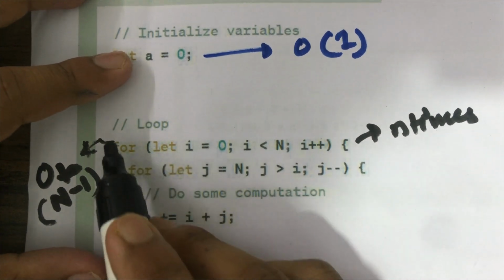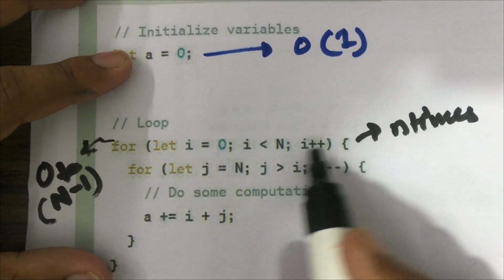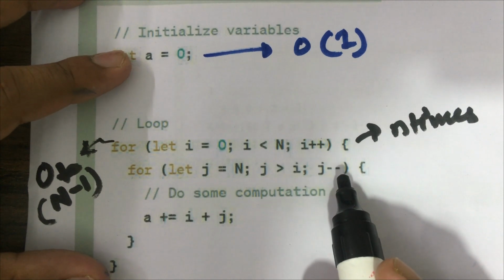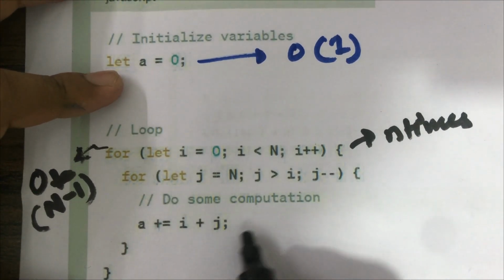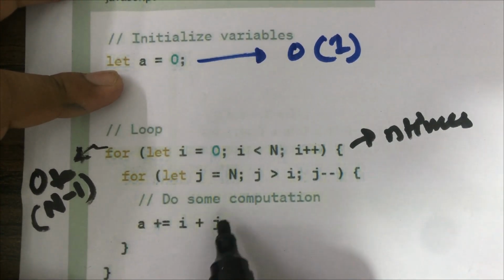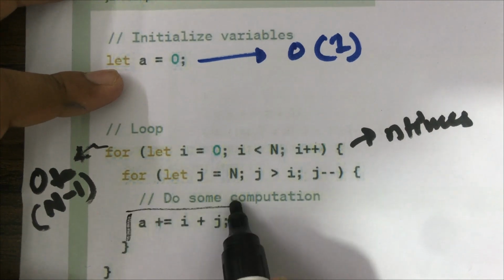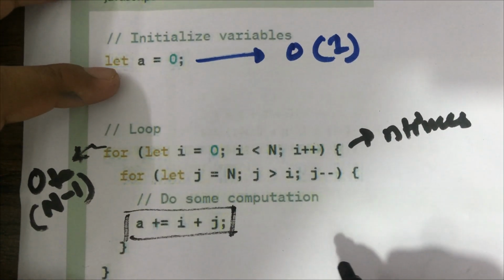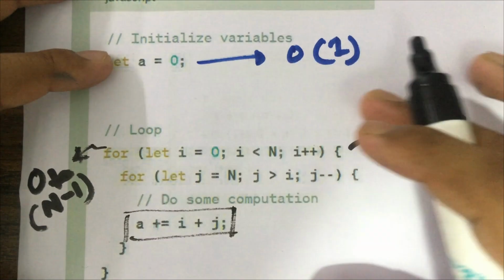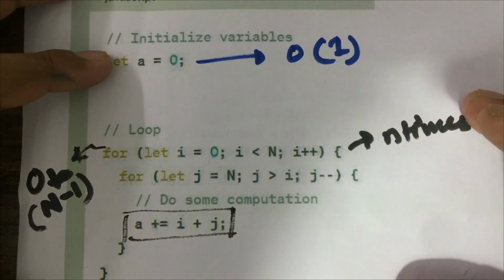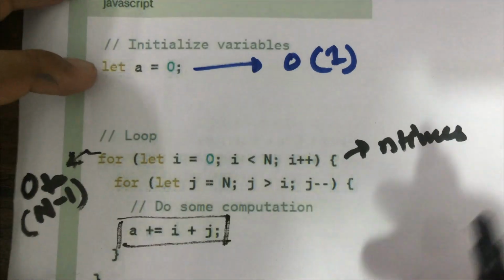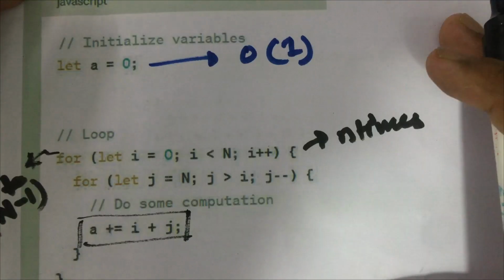Basically, this very first loop is very easy. The second loop is very complicated. How many times this inside statement will execute will decide the big O of this entire fragment, or let's say the big O of this entire algorithm.